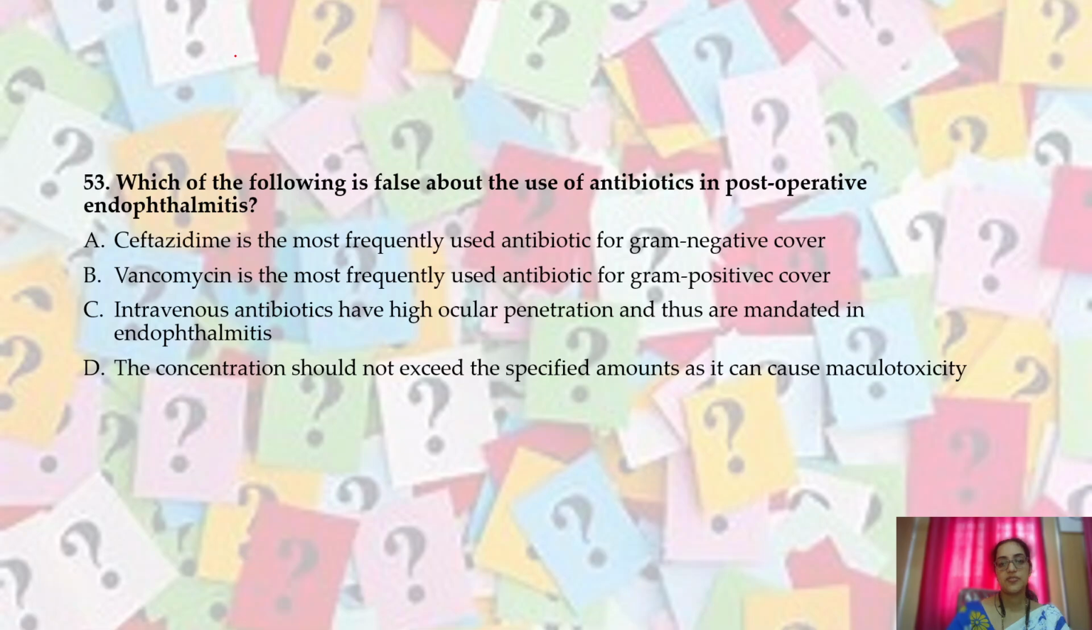So, which of the following is false about use of antibiotics in postoperative endophthalmitis? Ceftazidime is the most frequently used antibiotic for gram-negative cover. This is true. Vancomycin is the most frequently used antibiotic for gram-positive cover. This is also true. Intravenous antibiotics have high ocular penetration and are mandated in endophthalmitis. This is false because intravenous antibiotics do not reach the particular concentration within the vitreous. They might be of supportive value. The concentration should not exceed the specified amounts as it can cause macular toxicity. This is also true. So the right answer here is C.